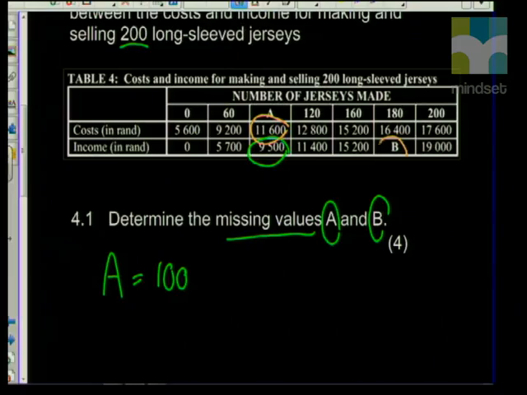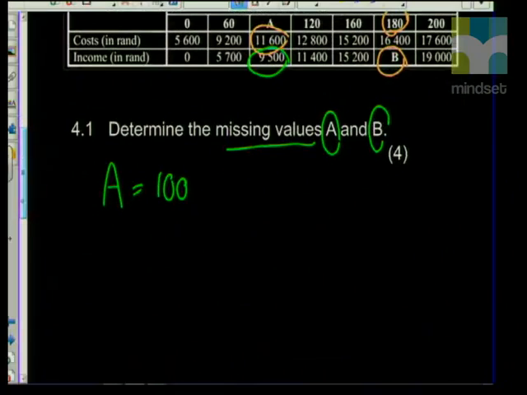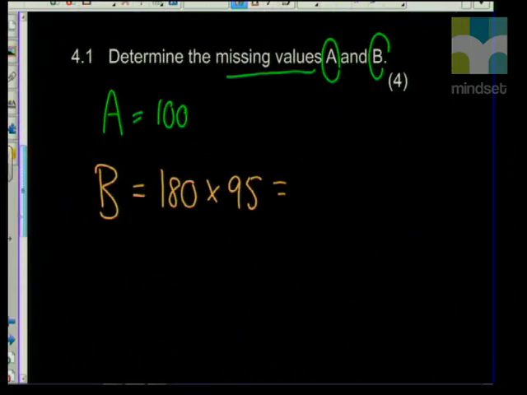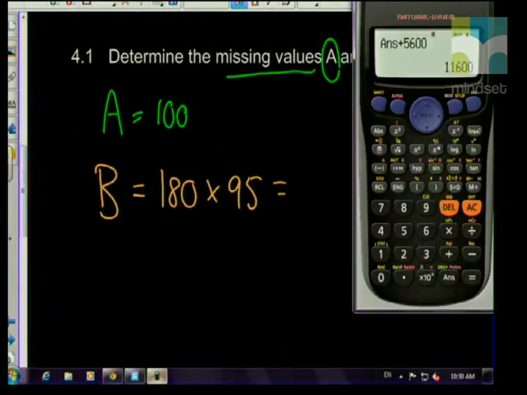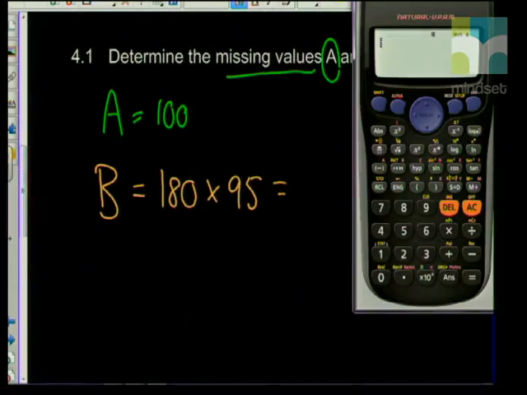We need to get B now. So B, we're wanting to find how much money she would earn if she sold 180 jerseys. Well, that's really not difficult. To get B, we're going to take the 180 multiplied by 95, which is her selling price, and we're simply just going to put that onto the calculator, and we're going to see what we've got. 95 multiplied by 180 equals 17,100.